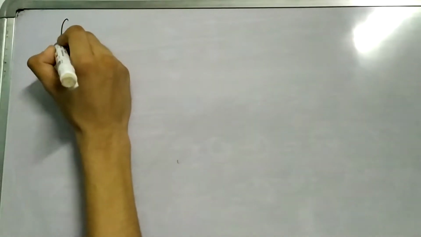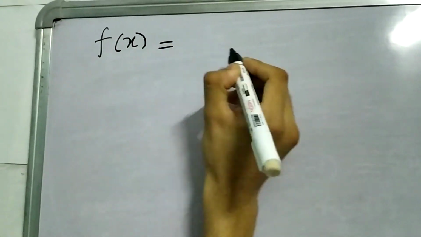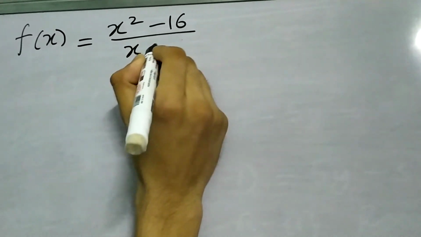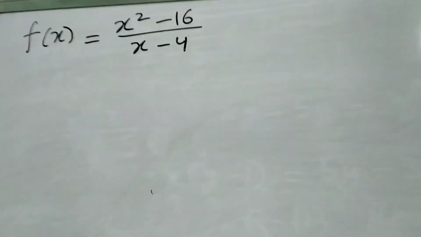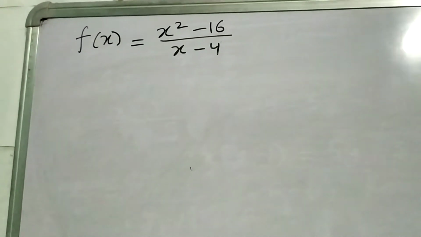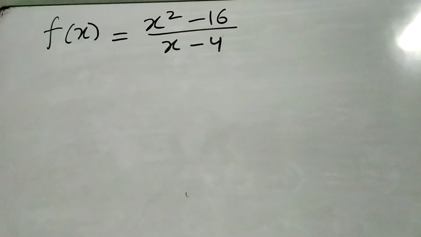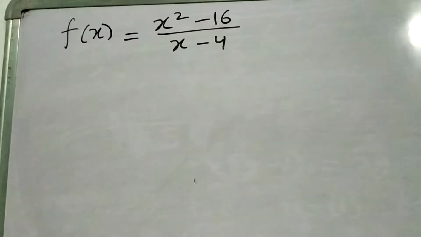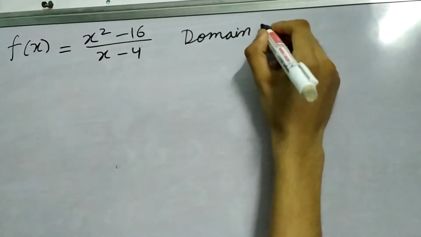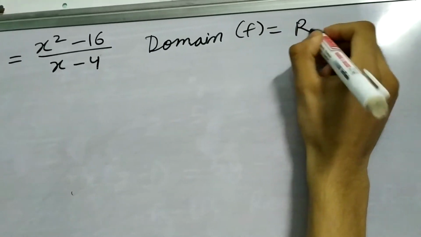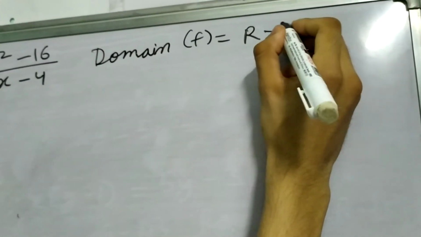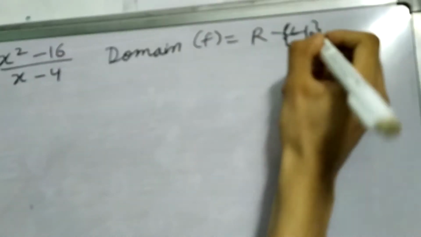Now let us try another function. Now consider the function f of x equals x square minus 16 upon x minus 4. Say you want to find the domain and the range. The domain is easy, I'm just writing it straight away. Domain of f: anything, well, let's say R minus 4, right? That's what our intuition will tell you.